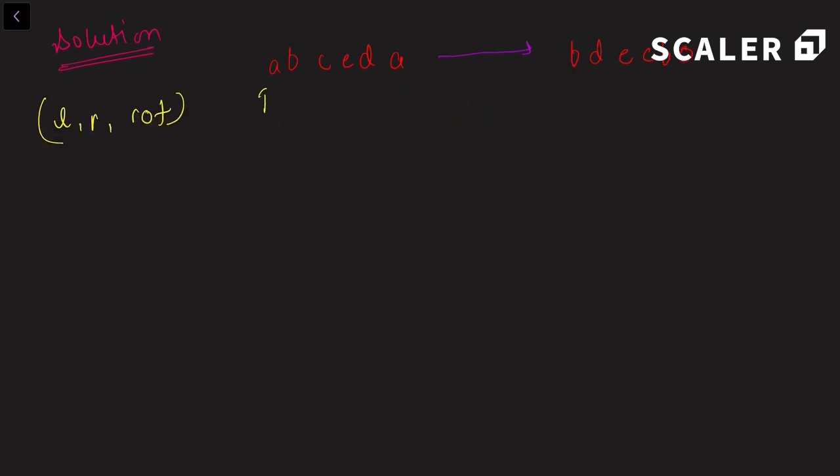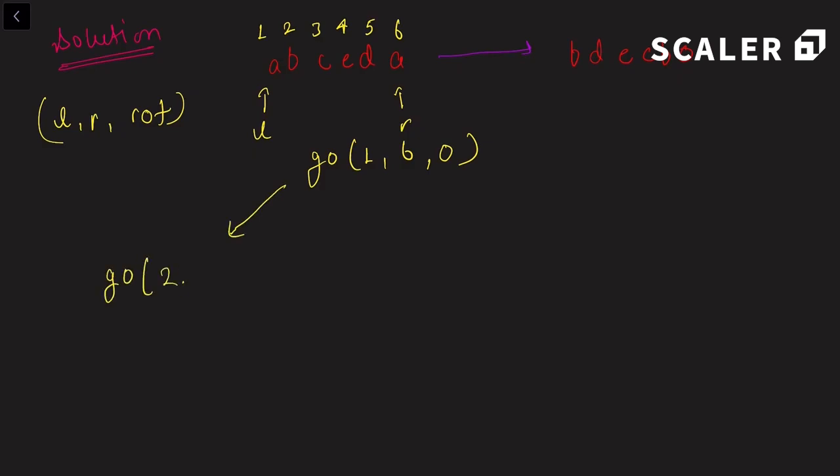Now currently my L will be here and my R will be here. Let's say the indices are 1, 2, 3, 4, 5, 6. Then my recursion will look like go from 1 to 6. I need to solve from 1 to 6, and currently our string is not rotated. So from this string I can come to this state, go 2 to 6 and not rotated. And how can I transition to this state? I can check whether this character matches with the first character of string B, and if they match, then I'll add 0 to the answer, otherwise I'll add 1 to the answer. And then I'll recur for this relation.